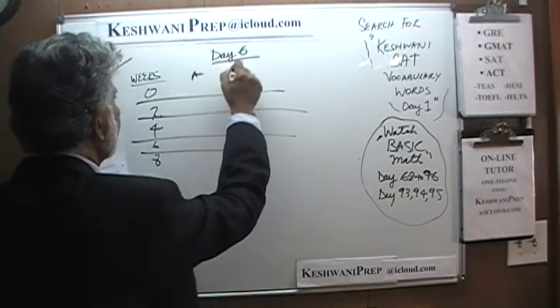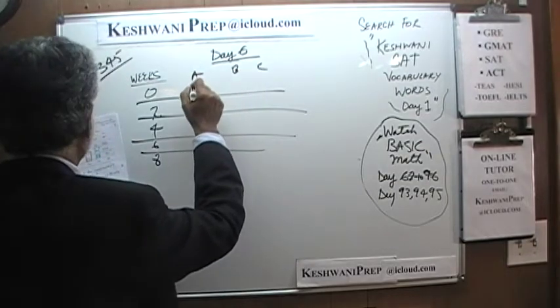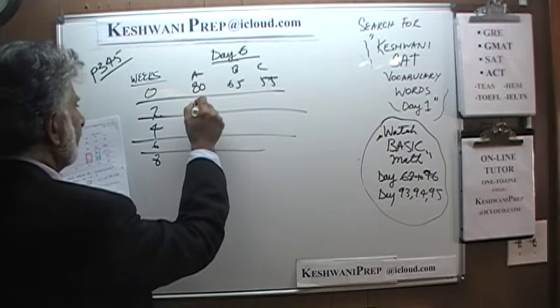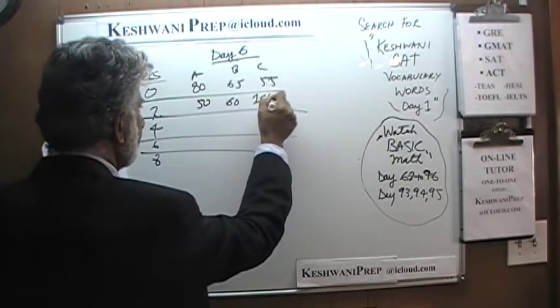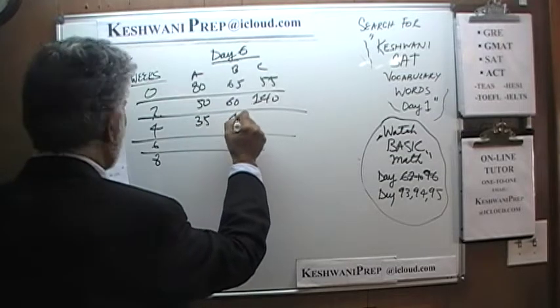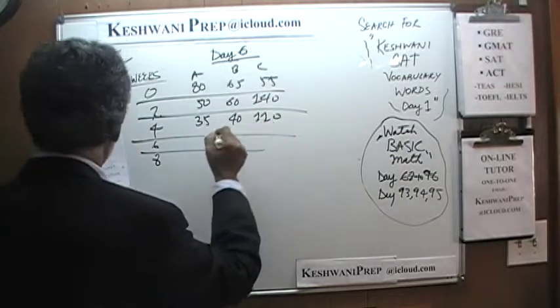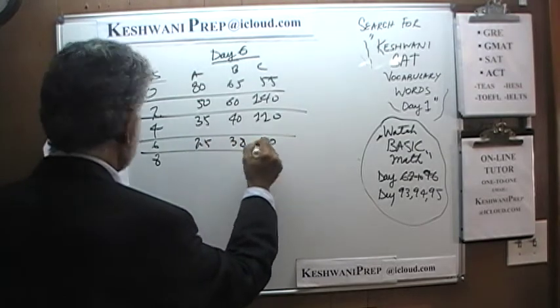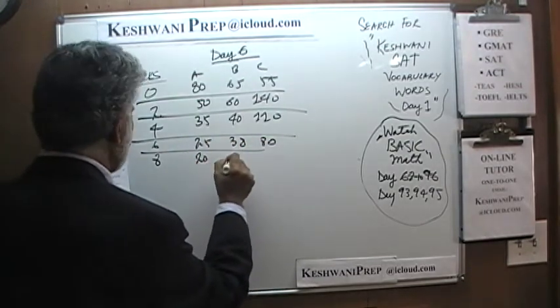And here are the three colonies, A, B, and C. We have 80, 65, 55. We have 50, 60, 140. And then we have 35, 40, 110, 25, 38, and 80, and 20, 10, and 50.